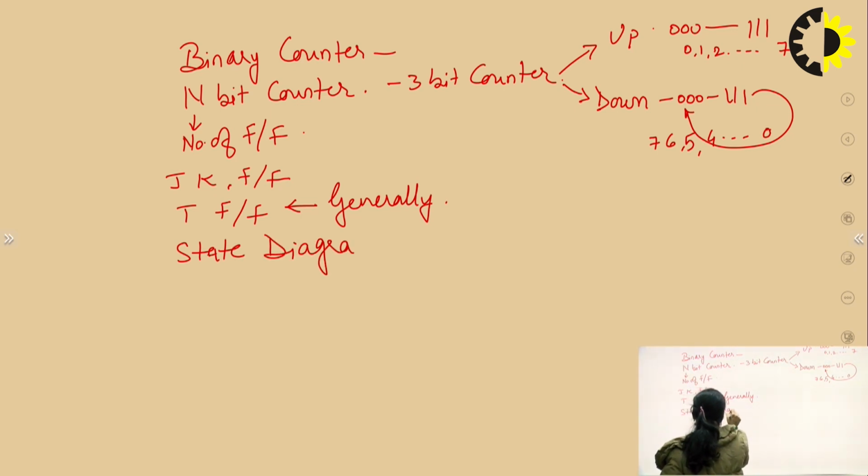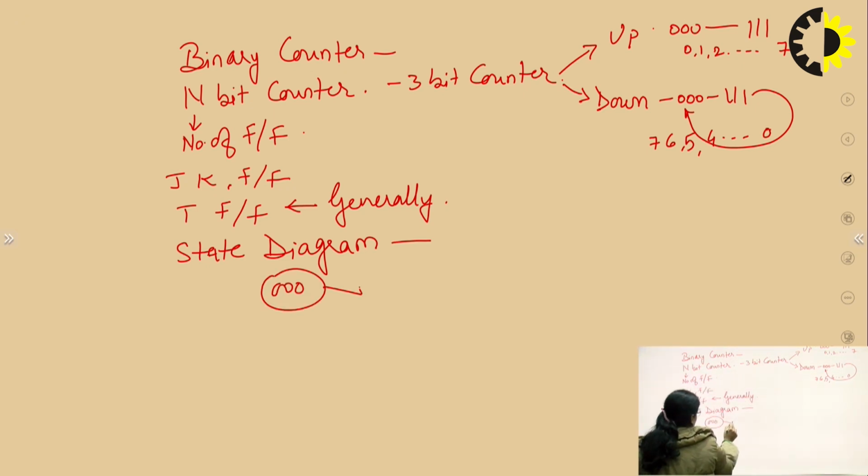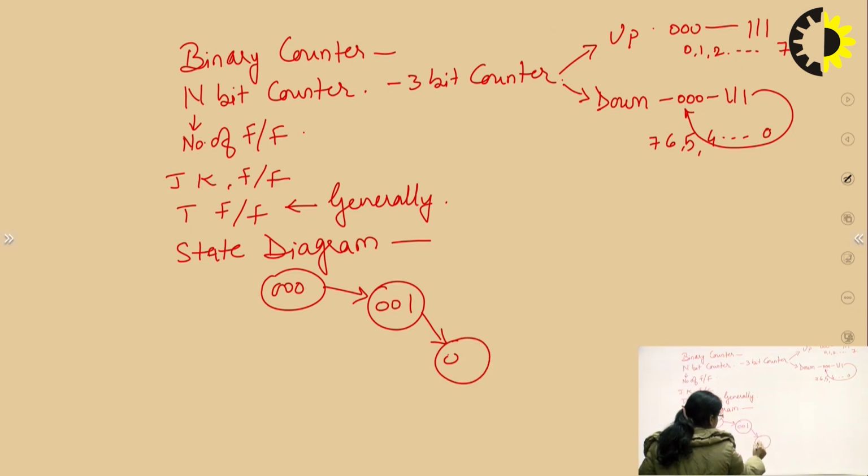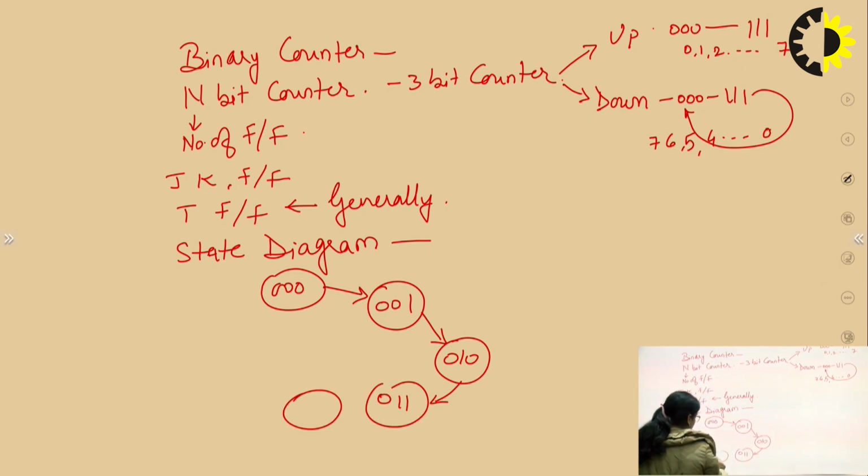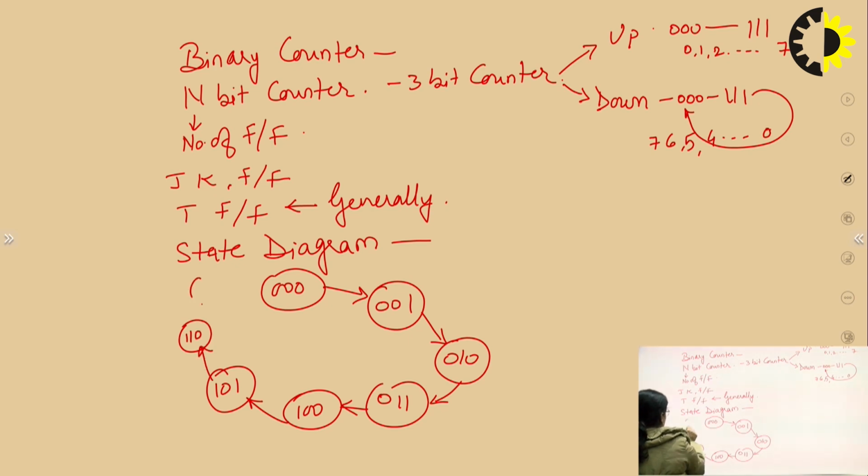So the state diagram for a 3-bit counter: we start with 000, we go to 001, then 010, 011, 100, 101, 110, 111, and again we go to 000. So in this way we can say it is an up counting.